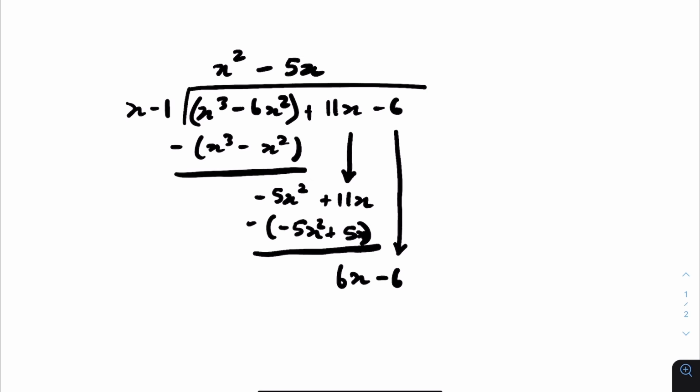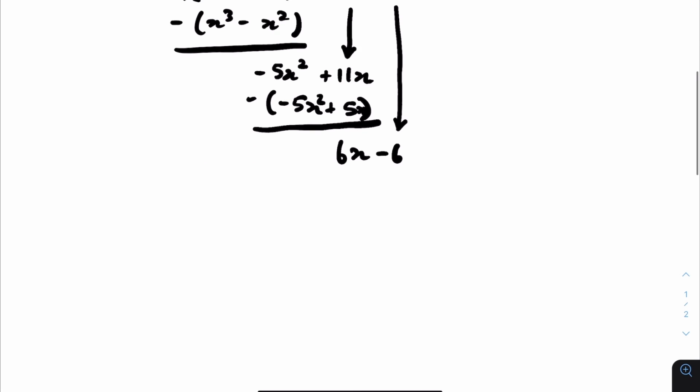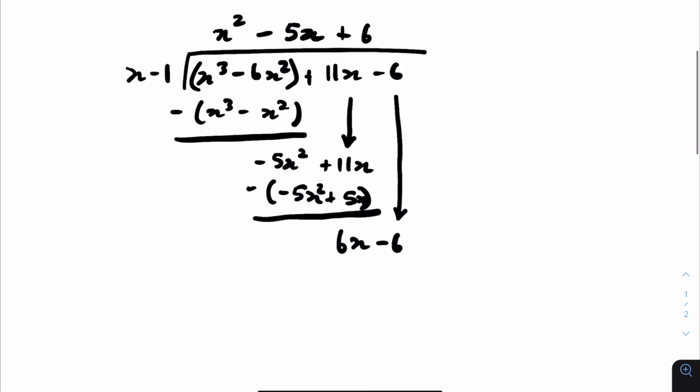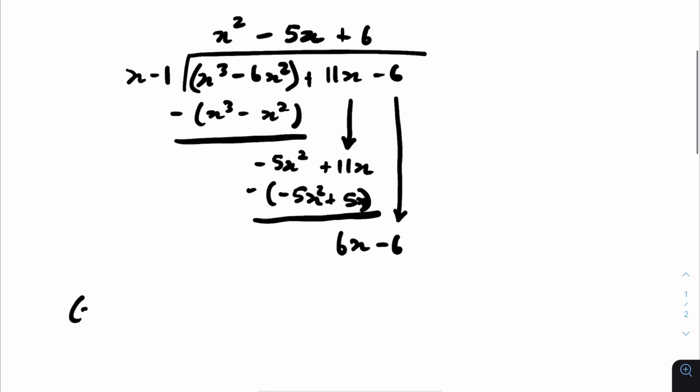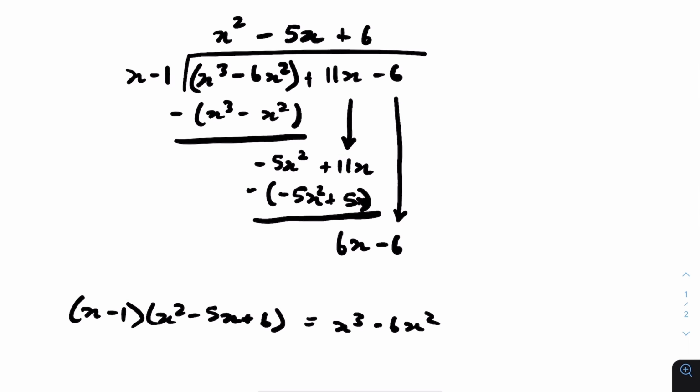So x minus 1 goes into 6x minus 6 exactly 6 times. So finally, when x cubed minus 6x squared plus 11x minus 6 is divided by x minus 1, we get x squared minus 5x plus 6. So that's the quadratic we're working with. Essentially, another way of rewriting this is x minus 1 times x squared minus 5x plus 6, which is equal to x cubed minus 6x squared plus 11x minus 6.